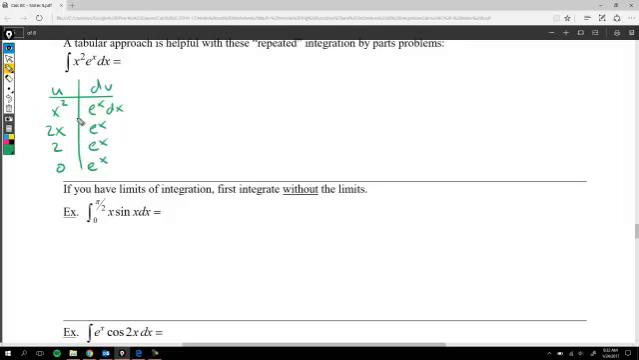Now what you do is you alternate signs, so it's going to be a plus, a minus, and a plus, and then you connect diagonally. Right, so what I mean by that is first we have x squared e to the x minus 2x e to the x plus 2e to the x, and then plus c at the end, and we're done. Okay, so we didn't actually have to do all the integrals, rewrite it all. Okay, the tabular method is very fast, but it only works if your u will go down to 0.